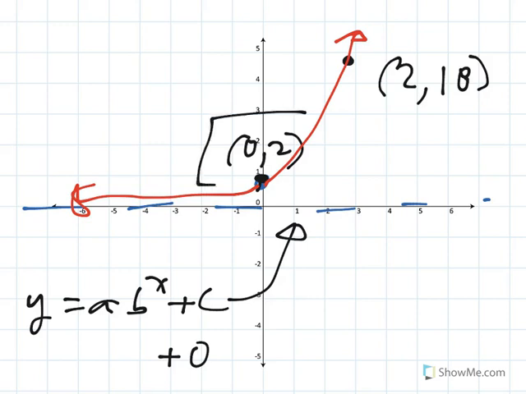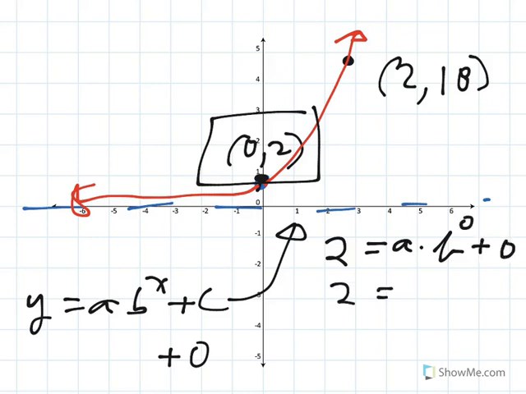Now, if one of the 2 points happens to be the y-intercept, that's going to be really useful, because if I take this equation, now that I know that c is 0, and I plug in 2 for y and 0 for x, we end up with 2 equals a times 1, or a is equal to 2. So now I've got almost my whole answer, I just don't have b.